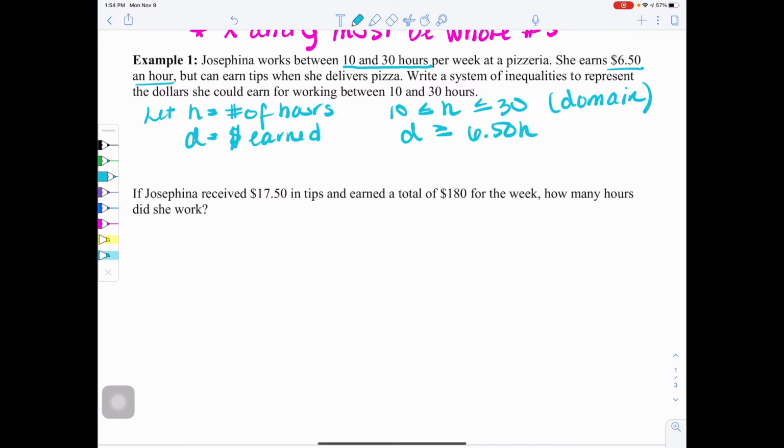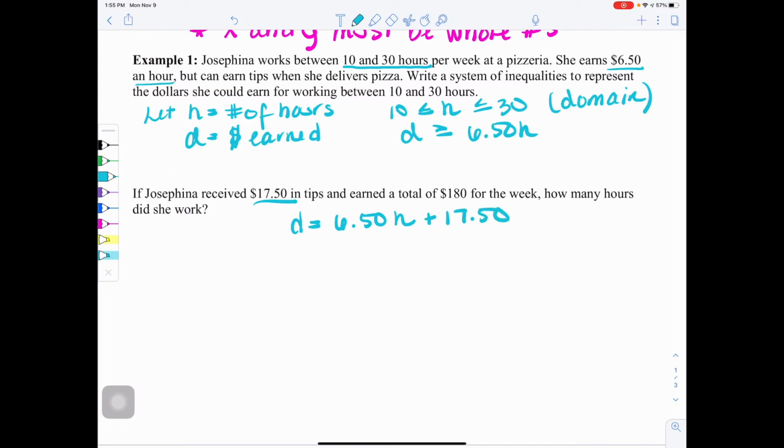So then it says, if Josephina received $17.50 in tips and earned a total of $180 for the week, how many hours did she work? So now we're just going to take the actual inequality, D is greater than or equal to $6.50, and change it into an equation because now we're trying to find the exact answer. So we know we're going to do $6.50 times however many hours she works. Plus now we know she made $17.50 in tips.